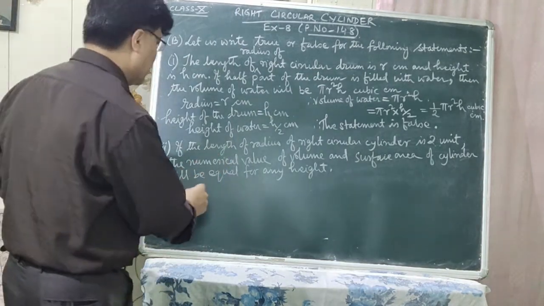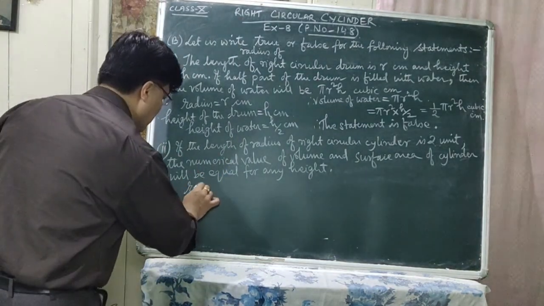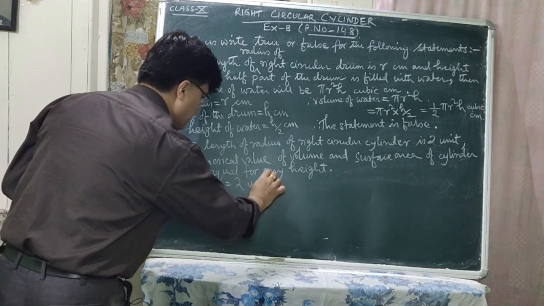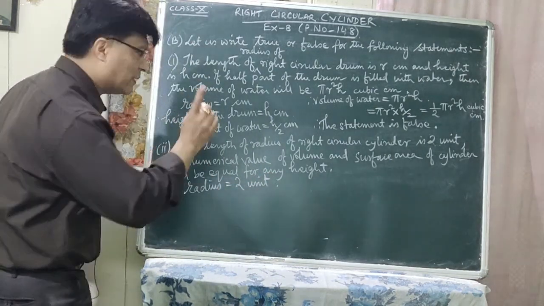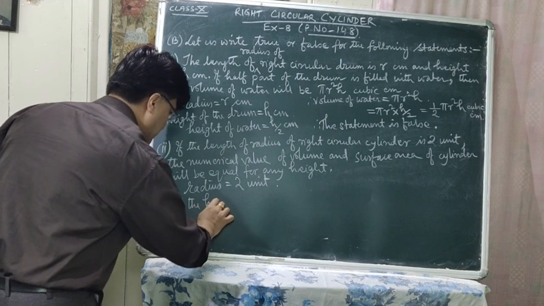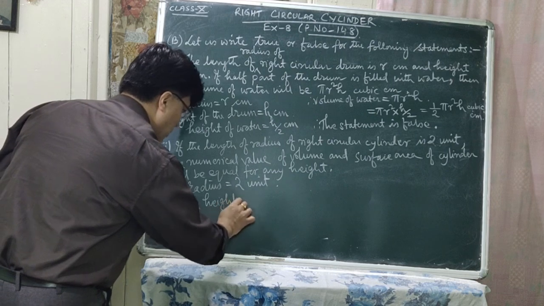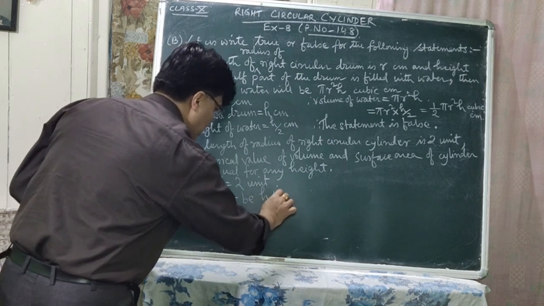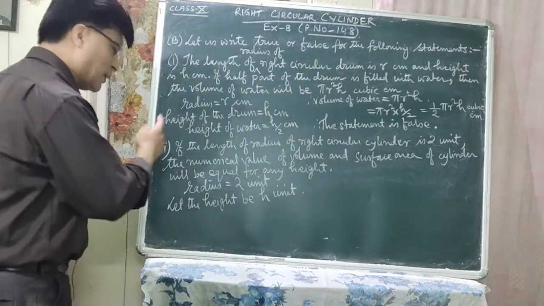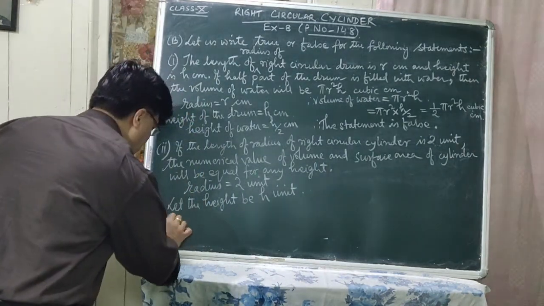Okay, so now here what is the radius? Radius is equal to 2 unit. Now let the given height be h. Let the height of the cylinder be h unit. Okay, so let us find out first the volume.